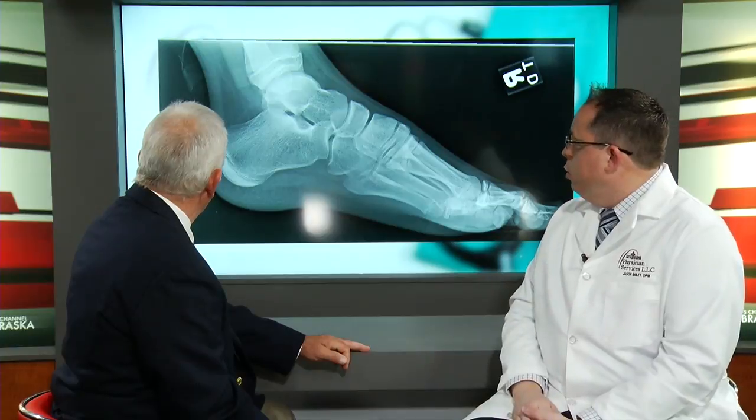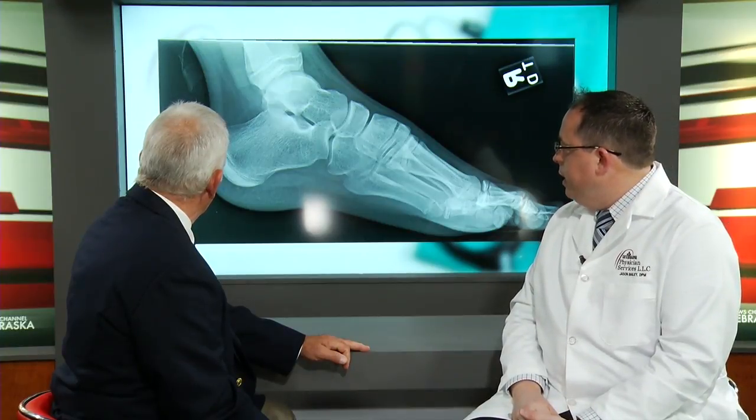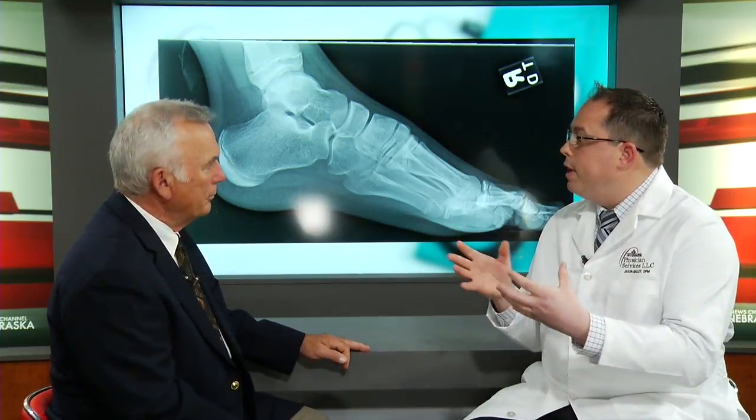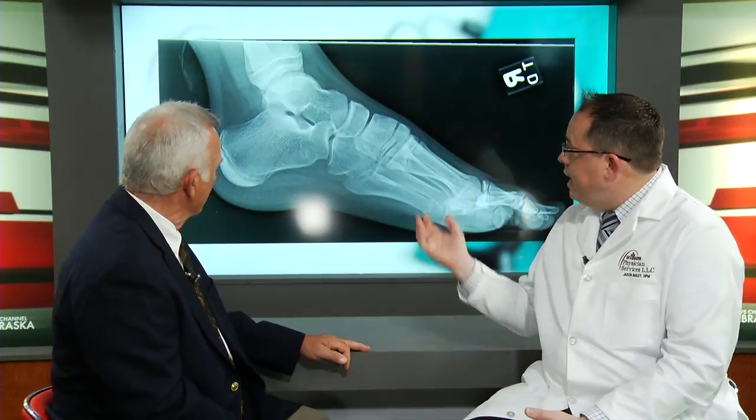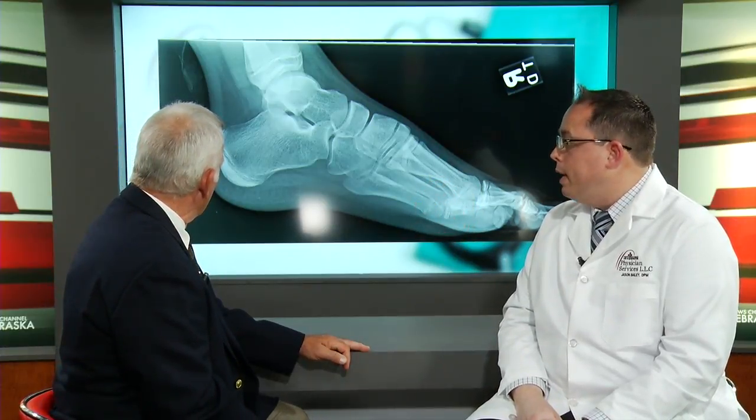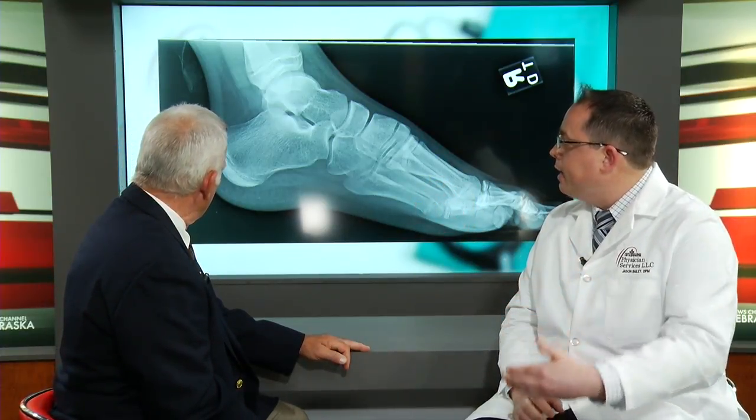As we can see on this x-ray, if you look at the heel, you'll notice there's a line in the back of the heel. That is a growth plate. So that's where the calcaneus, or the heel bone, is gaining its length as that child ages. The Achilles tendon attaches to that growth plate, to the bone furthest back.